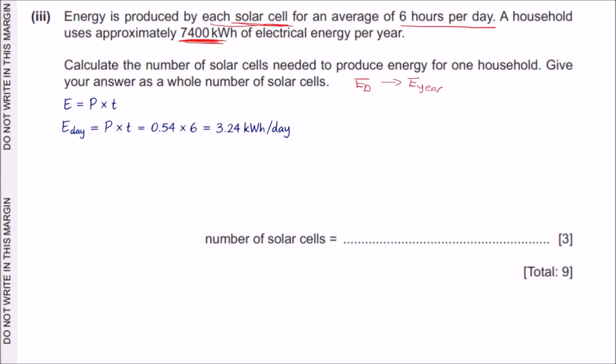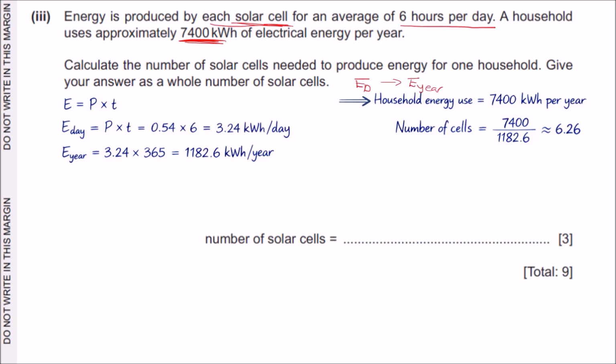We take this to 365 days in a year. So we now have energy per year is 3.24 times 365, which is going to give us 1182.6 kilowatt hours. This is energy per year. Now that we know the energy per year and the energy requirement per year, we can safely say number of cells is equal to energy required per year divided by the energy produced by each cell per year. Therefore, it requires 6.26 cells to produce this energy in a year.